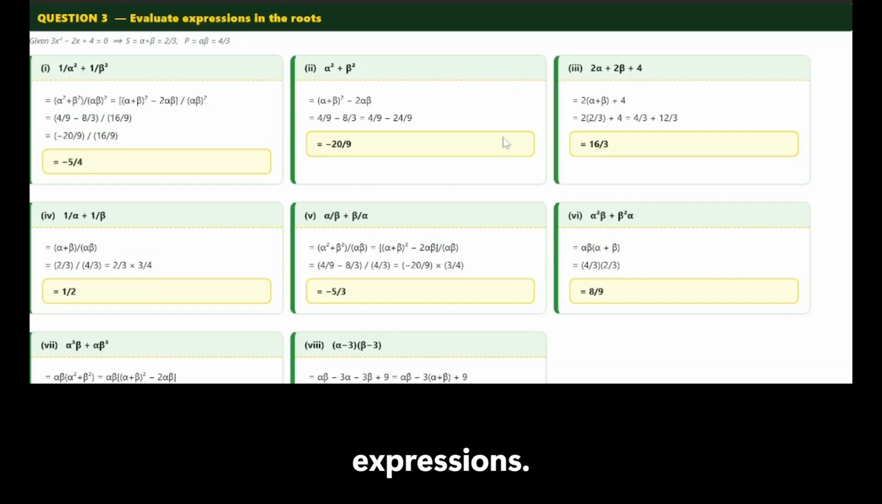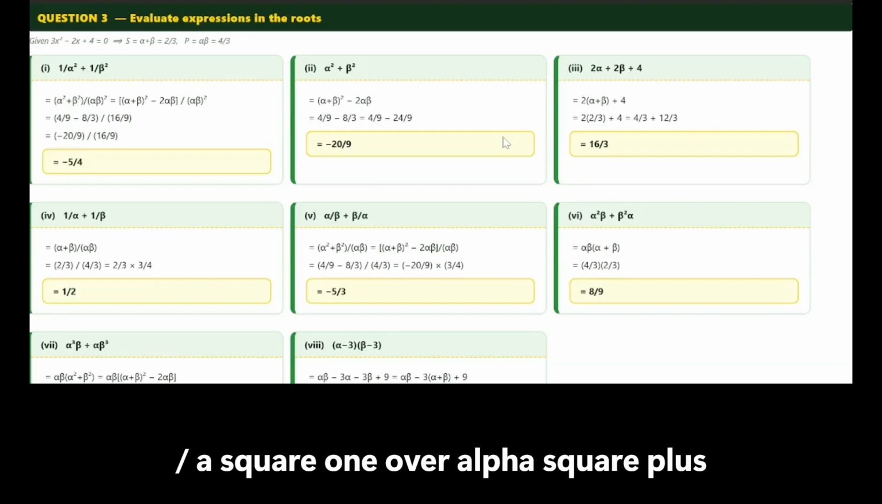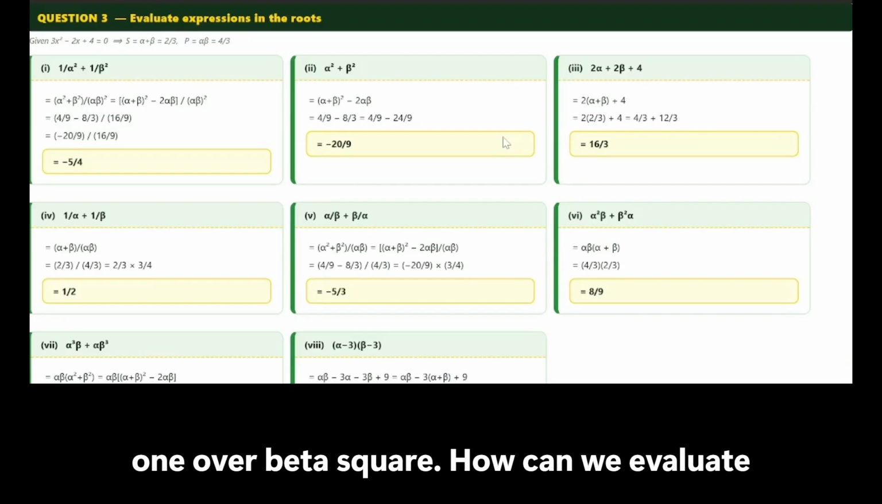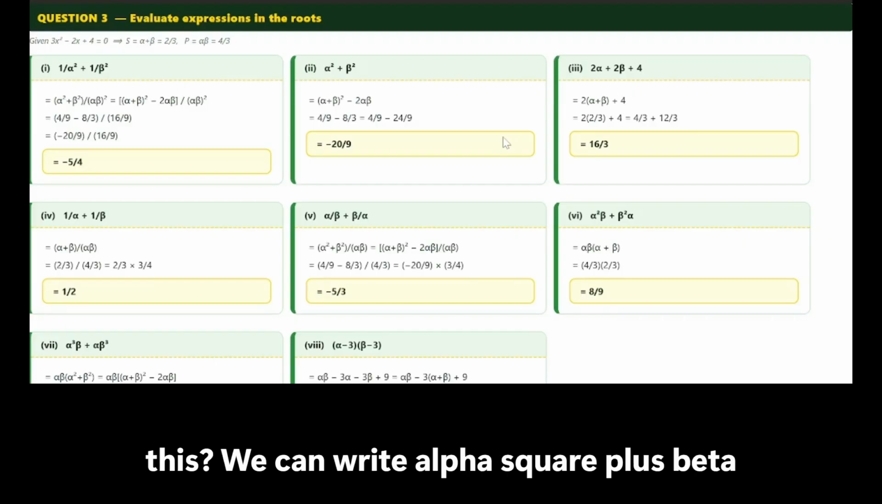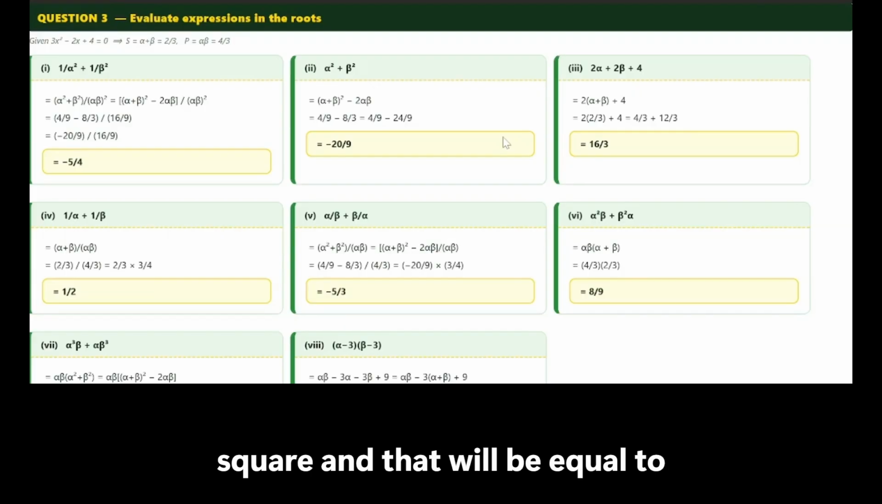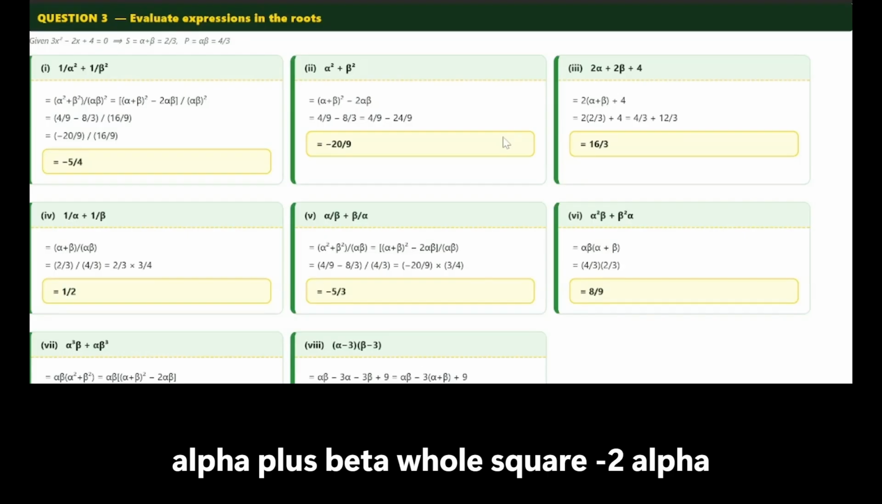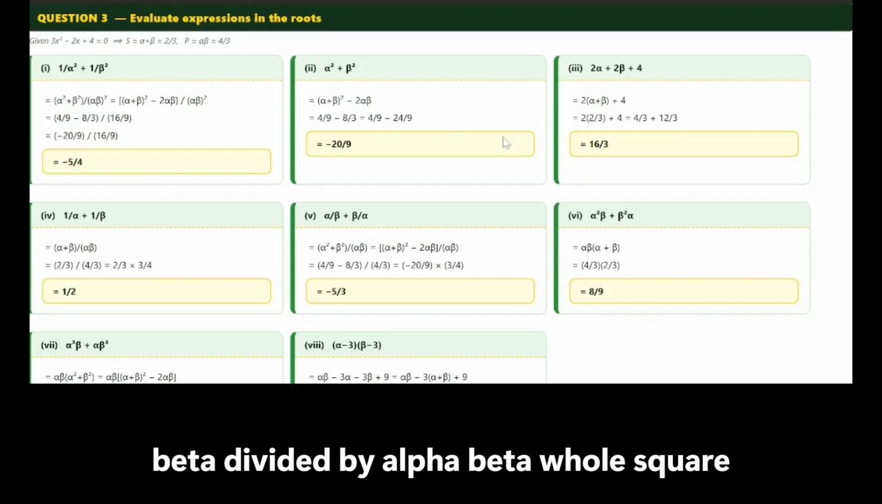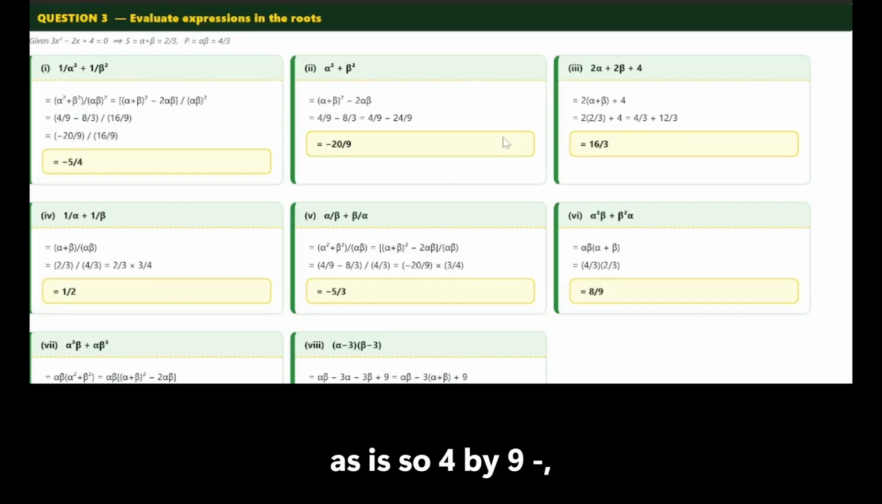The first part is 1 over alpha square plus 1 over beta square. How can we evaluate this? We can write alpha square plus beta square divided by alpha beta whole square, and that will be equal to alpha plus beta whole square minus 2 alpha beta divided by alpha beta whole square. So 4 by 9 minus 8 over 3 divided by 16 over 9.